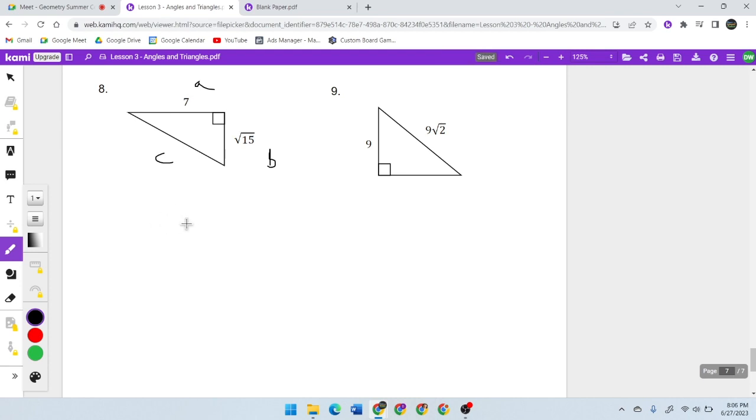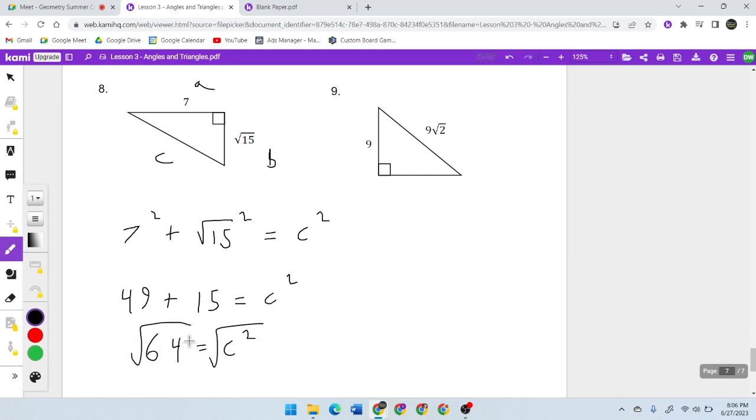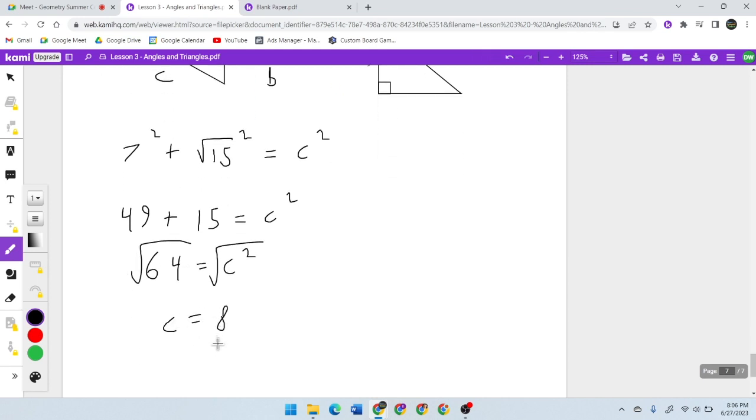So for this one, again, I'm using Pythagorean theorem. It's going to be a squared, which is 7 squared, plus root 15 squared, which I'll tell you how to simplify in a second, equals c squared, the missing side. So 7 squared is going to be 49 plus, whenever you have a square root and you square it, the square root just goes away. That's a neat little trick for us. And that's equal to c squared. So that means 49 plus 15 is 64, equals c squared. Take the square root of both sides. That means c is going to equal 8. And there's our missing side. It's 8. Any questions on number 8?